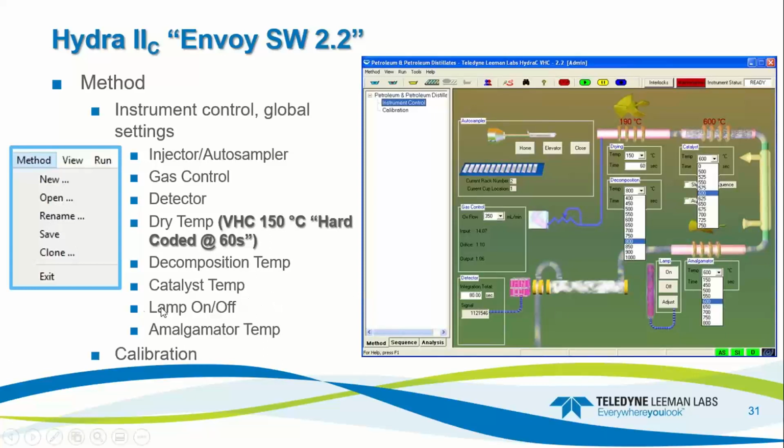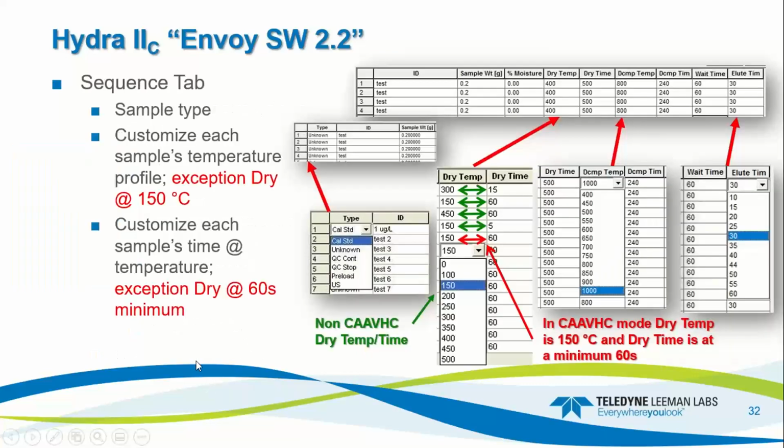Also, the decomp temp, catalyst temp, lamp on and off, and amalgamation temp, and then you have the calibration. In the sequence tab, this is where you load your samples, and here you have all the control. I mentioned earlier that any type of sample, you can run it unattended. So here's where you can set the sample type, and you can automatically or manually adjust the temperature and gold trap and wait time and dry time for those samples. So you can truly customize your sample load.